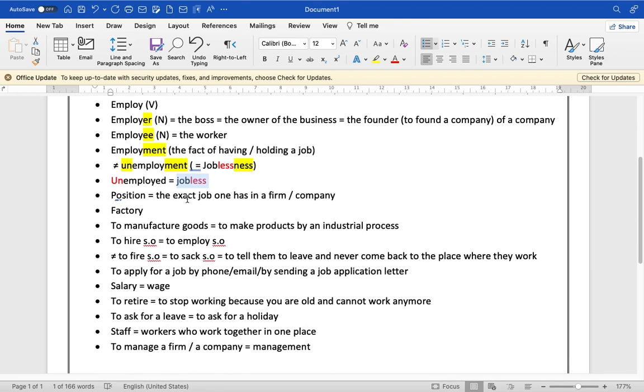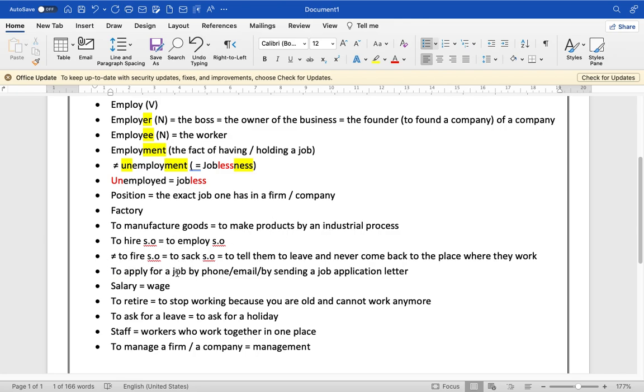By position, we mean the exact job in one firm or company. A factory is the place where things are made, which is different from a company. In factories, people manufacture goods and make products through an industrial process.